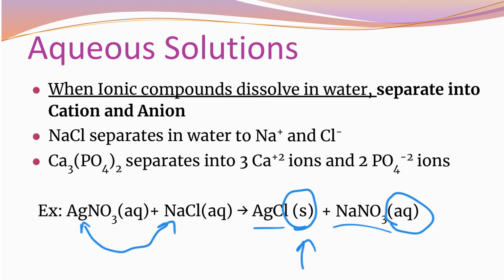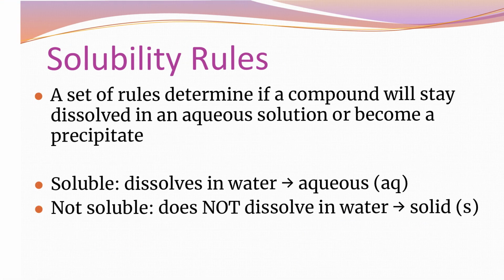There are some rules that you can memorize, but in this class we are just going to ask you to consult a chart, called the solubility chart. We're going to explain how to look at that, so keep silver chloride and sodium nitrate in your mind as we look into it. The word soluble means it's going to dissolve in water, so soluble and aqueous are the same thing. If we say it's insoluble or not soluble, that means it's not aqueous, or another word for that is a solid. Those are the two main conditions.